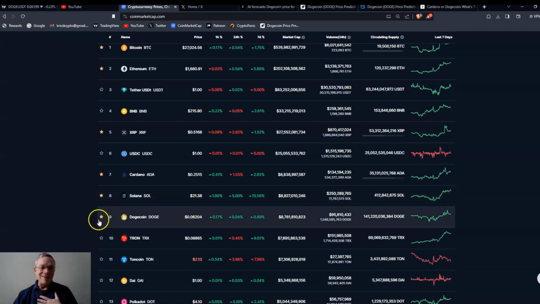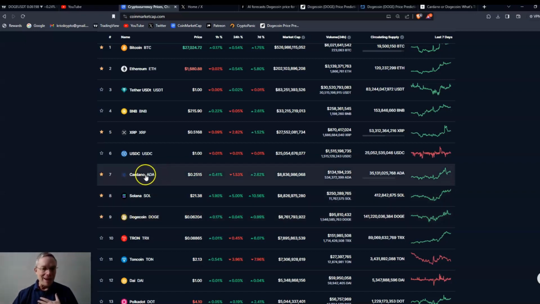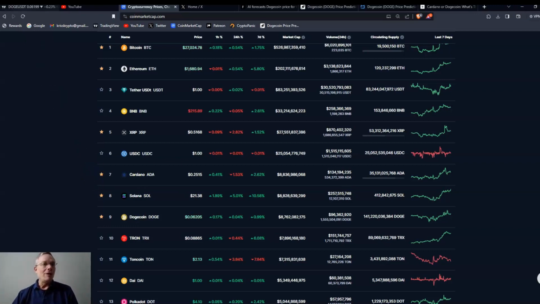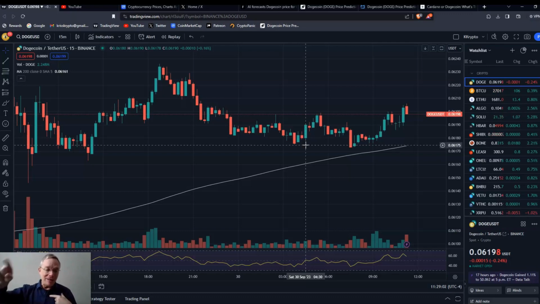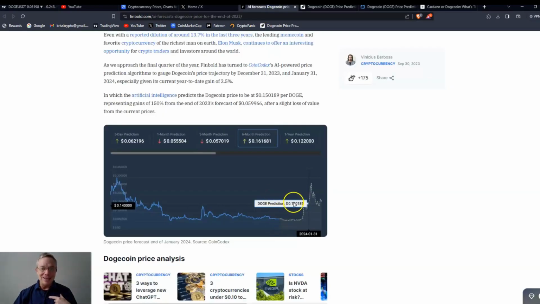So Dogecoin is now 9th. But we know if Dogecoin goes on its own little pump, it'll be back up to 7th above both Solana and Cardano. That could easily happen. So overall, looking at Dogecoin's trajectory forward, Dogecoin is ready for a pump at some point in time. Again, my price prediction that I made back in January at the beginning of the year was 12 cent Dogecoin. This AI is looking at 15 cent Dogecoin.